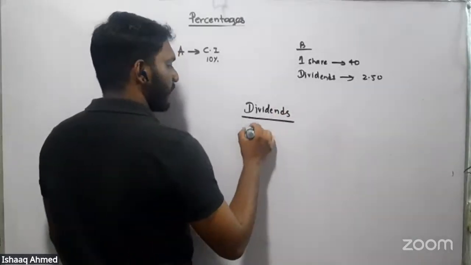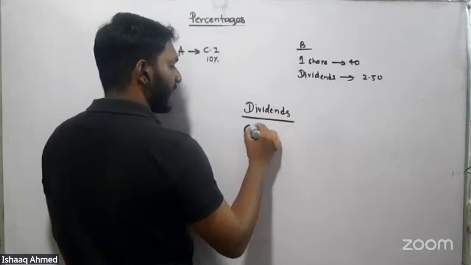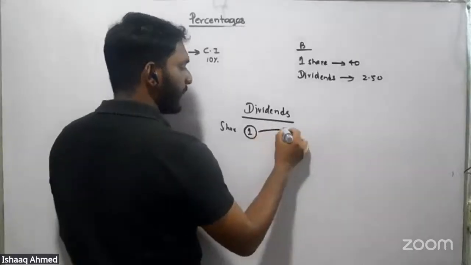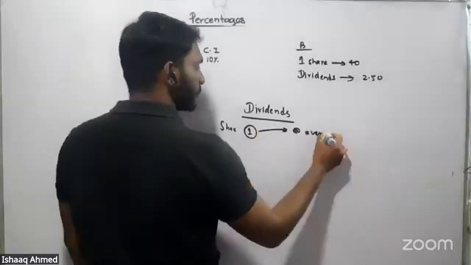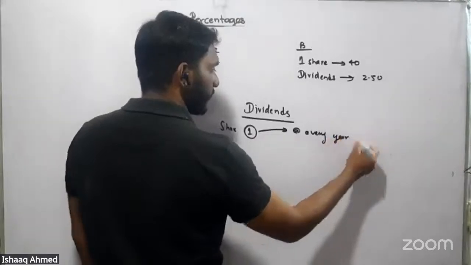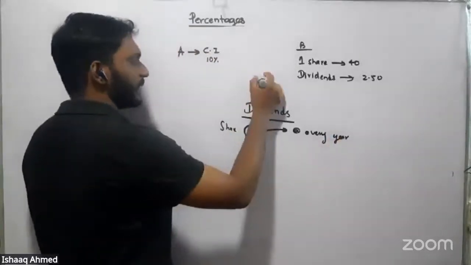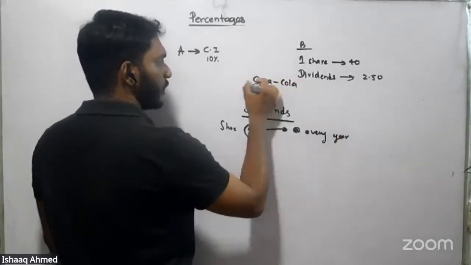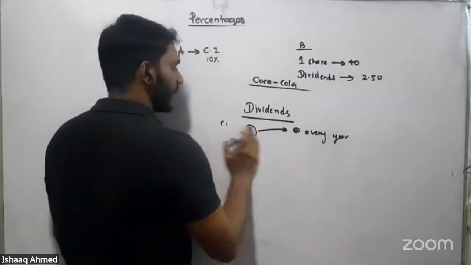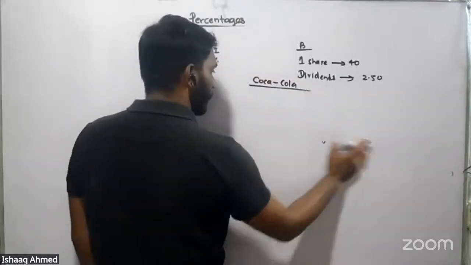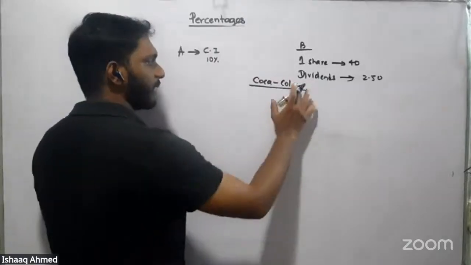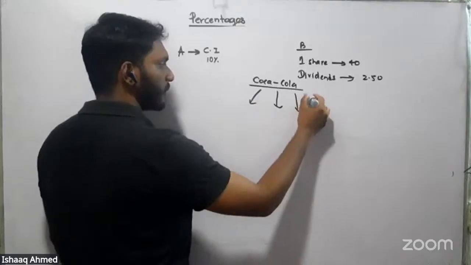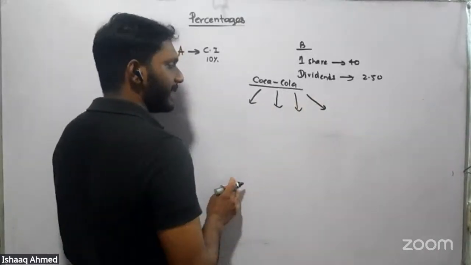So now here we have to say one thing. Dividends mean if you buy one share of a company, that company pays you money at the end of every year. For example, let's say a company like Coca-Cola. Coca-Cola is a public company. There are two kinds of company, public and private. I'm not talking about private companies, but public companies like Coca-Cola. They sell their shares.